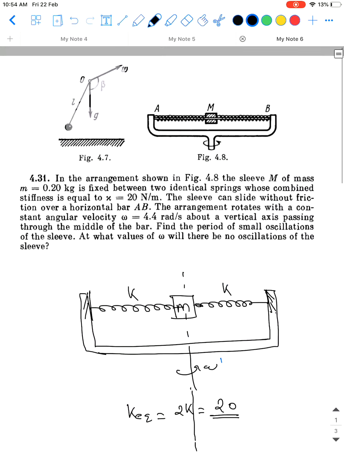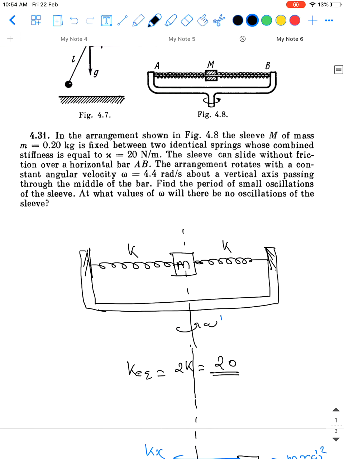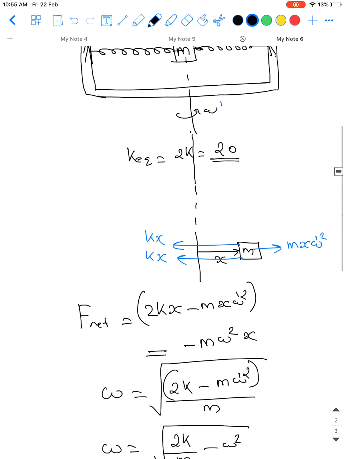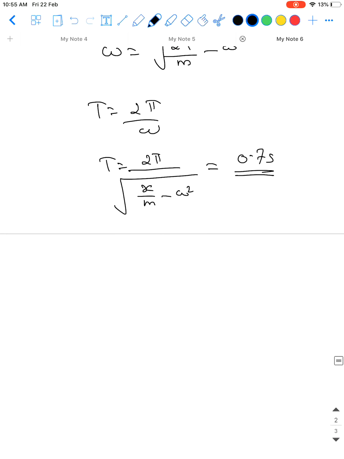Now in the second part of this question, they are asking to find the period of small oscillations of the sleeve as well as what value of omega there will be no oscillation of the sleeve. If it is not oscillating, then we can take the time period to be infinity. So for getting the time period as infinity, the denominator should be equal to 0, and that will happen when the value of x by m is equal to omega square.